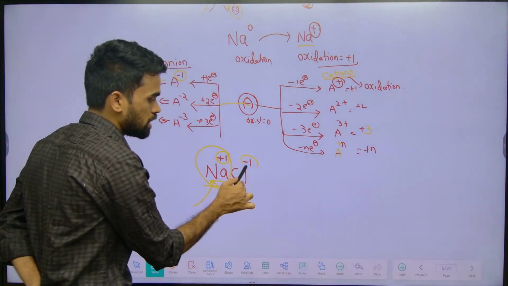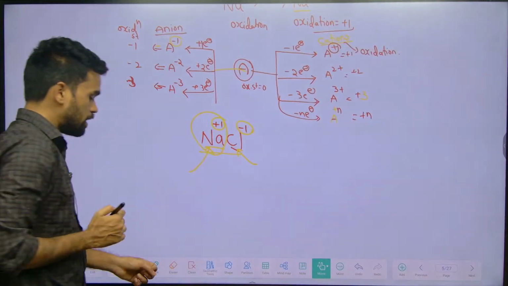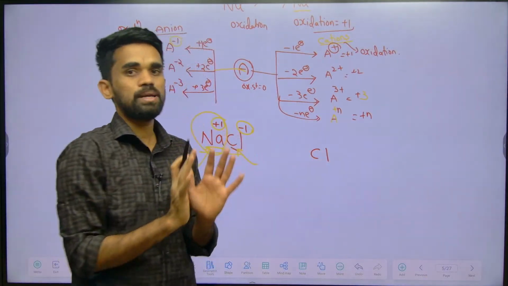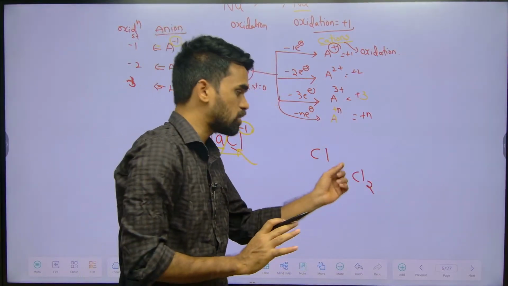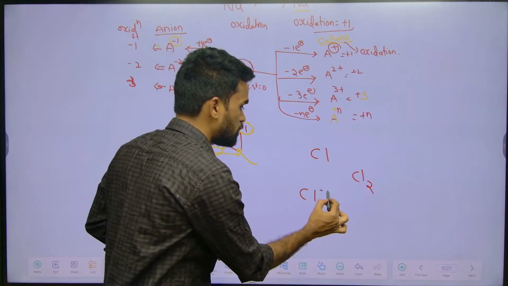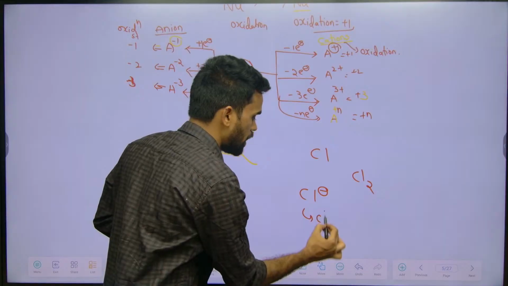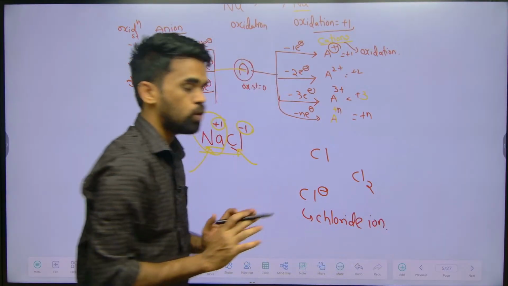So what is the charge here? We are writing minus 1. So the oxidation state of chlorine is minus 1. Now, whenever you are writing chlorine like this, you should simply say chlorine atom, chlorine molecule, or just chlorine. When you are writing Cl with a minus charge, you should call it chloride ion. Chloride ion. I hope it is clear.